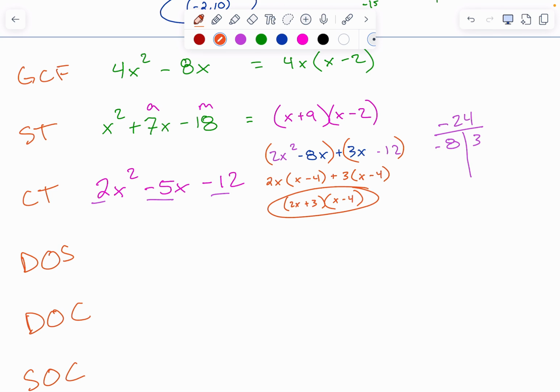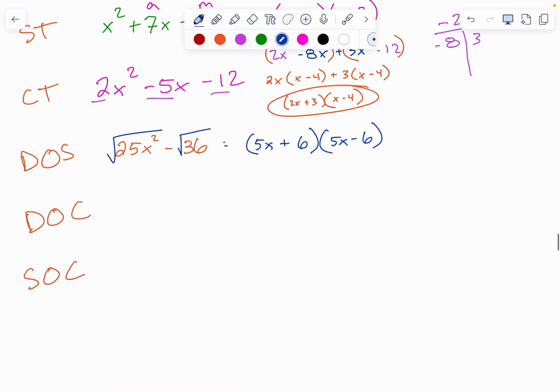Difference of squares. Let's go like a 25x squared minus 36. Is that a difference of squares? Are they two things that are squared? Yes. My two little bubbles. So what's the square root of 25x squared? 5x and 5x. What's the square root of 36? 6 and 6. And one of them is plus and one of them is minus. You don't like difference of squares? They're my favorite, Casey. They're my favorite.